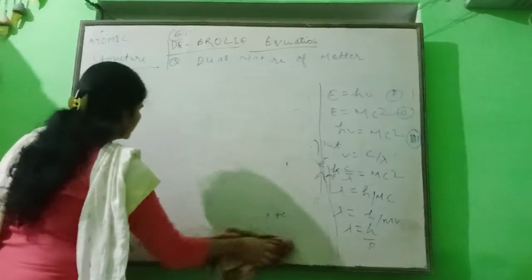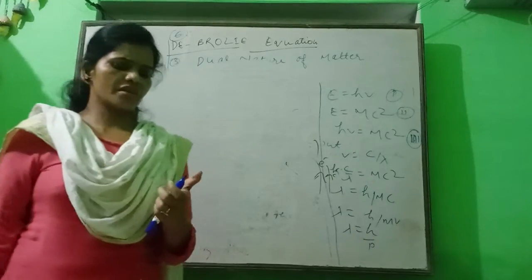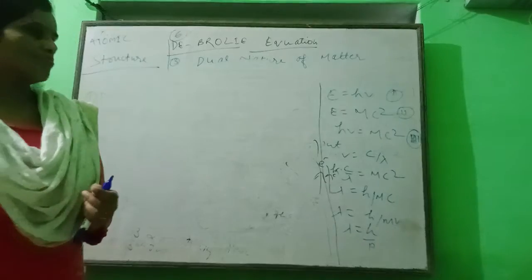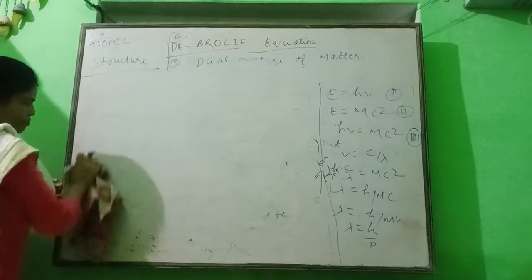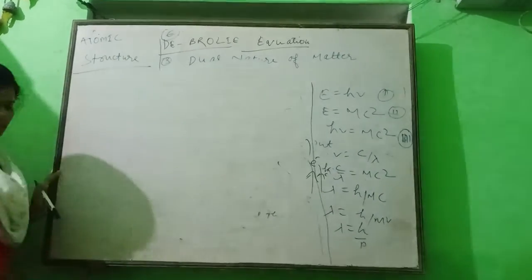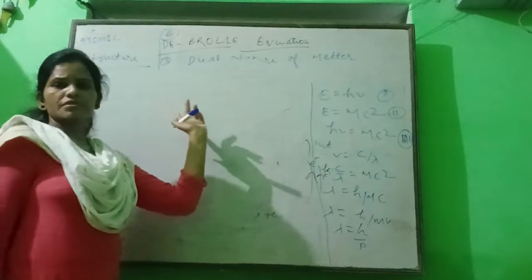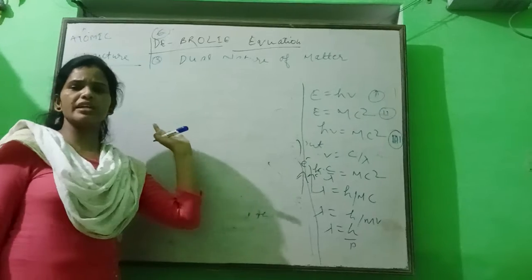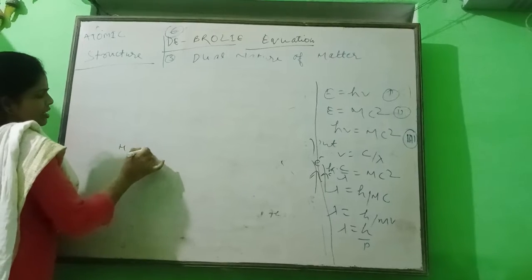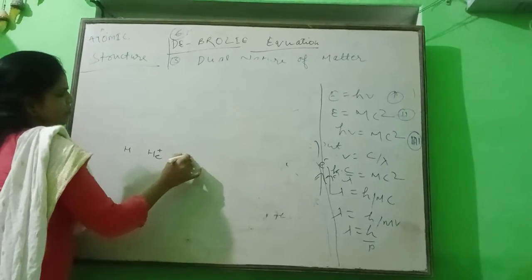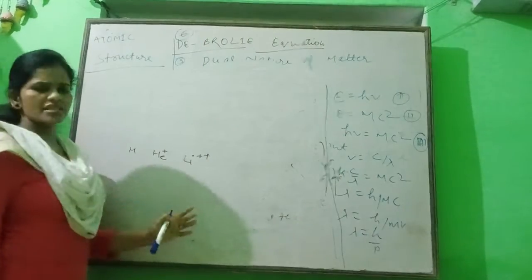Bohr failed in his theory because he could not explain the hydrogen spectrum or the magnetic character of any atom. He told us about the atom only for those elements which have a single electron. Bohr's theory is applied to hydrogen, helium plus, lithium plus plus, meaning elements which contain a single electron.